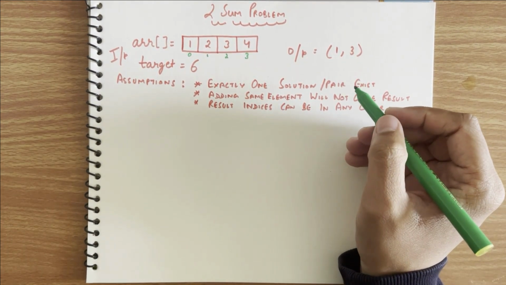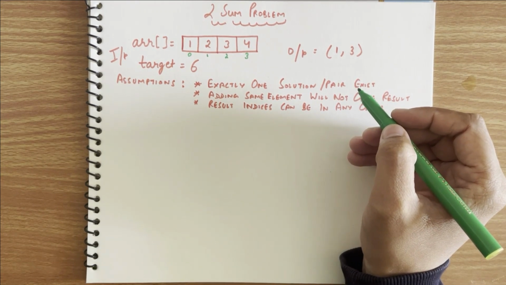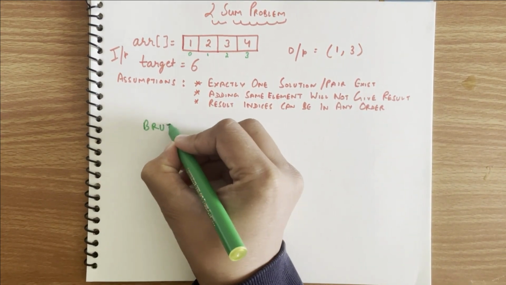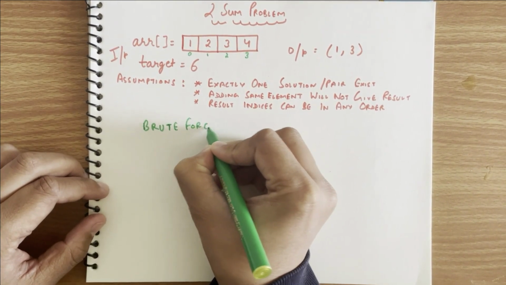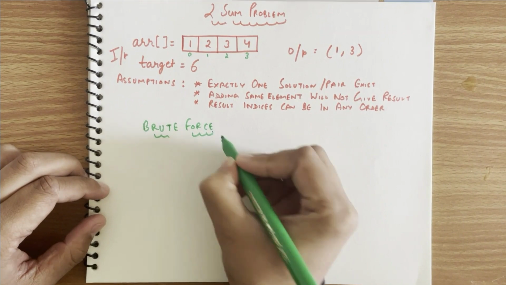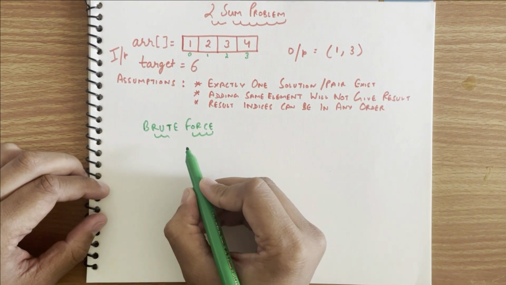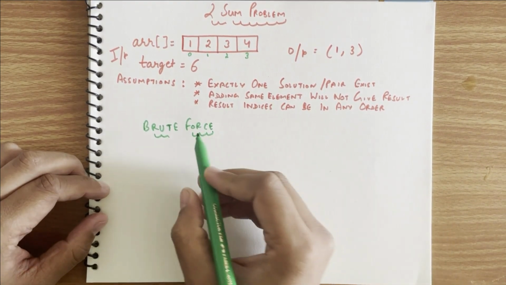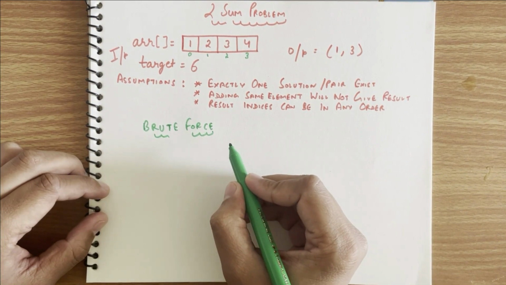Now let us see the approaches which we can use in order to handle this problem. The first approach which we are going to discuss is the brute force approach. The brute force approach is pretty straightforward. In this approach, we pick one array element at a time and compare it with the elements which are to the right of it. We keep on adding the elements which are to the right, and if the sum matches the target, then we return the indexes.